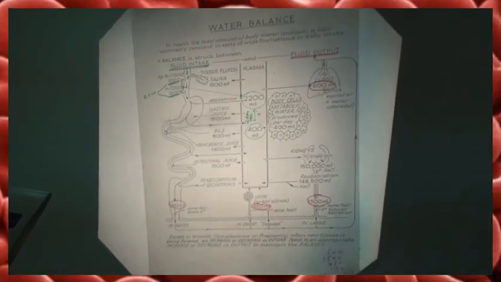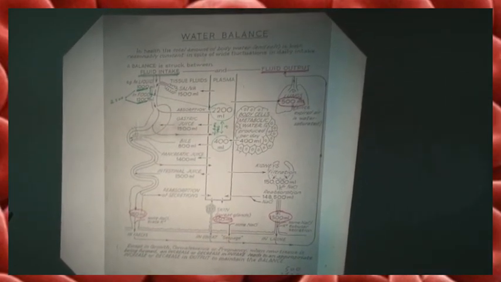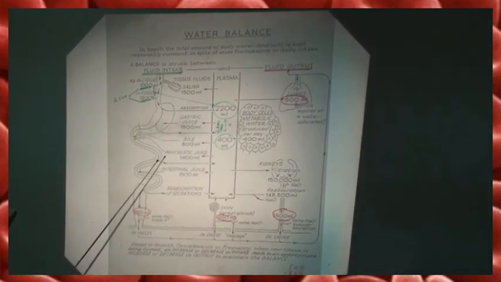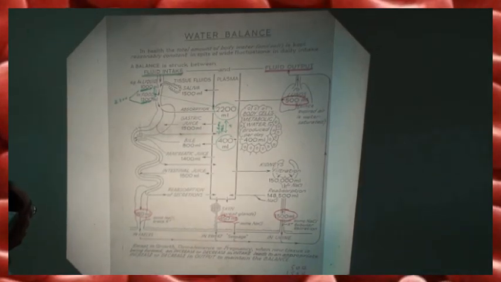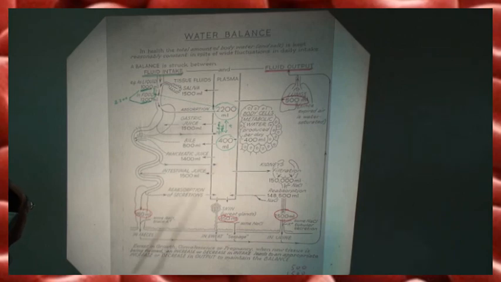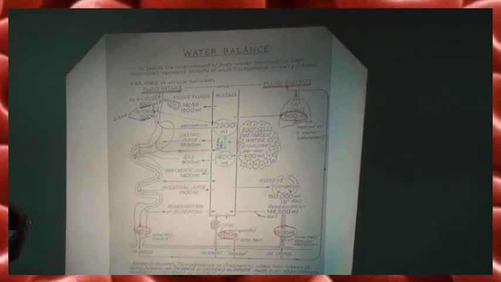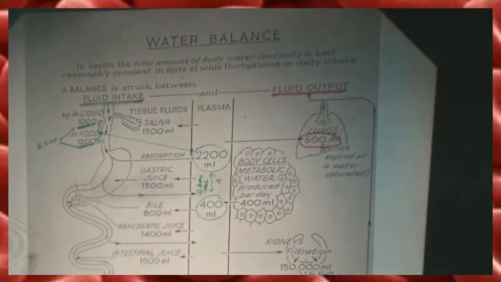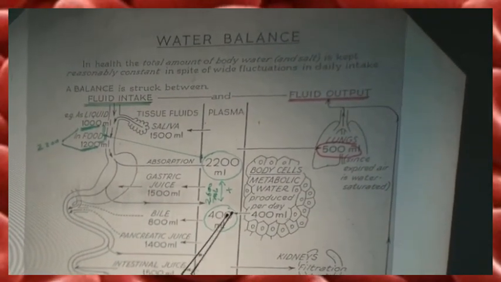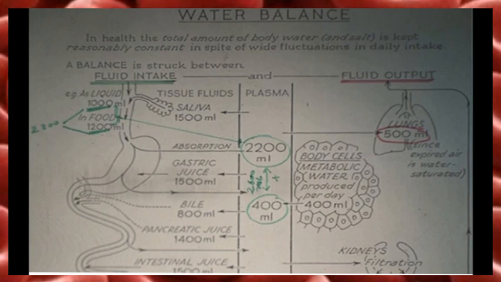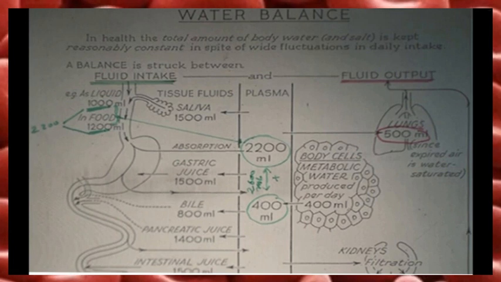Now we see the water balance, which means that fluid intake should be equal to the fluid output. The fluid intake, you see, 2.2 liters as liquid and in food, and 400 ml from the metabolism. The total 2.6. How about the output?